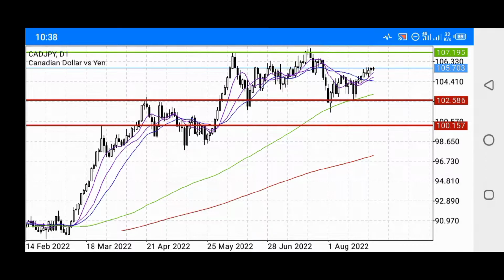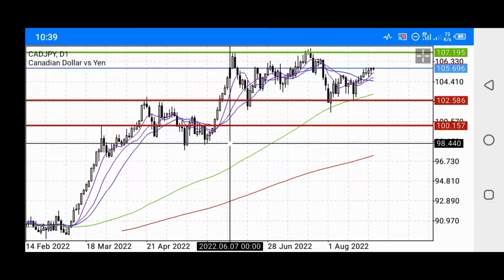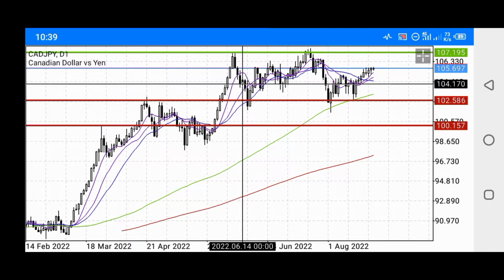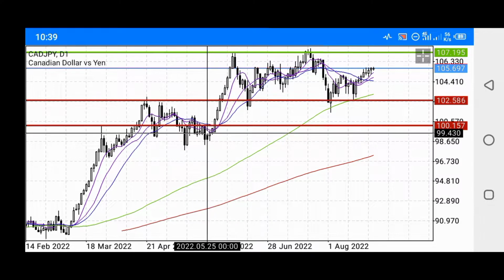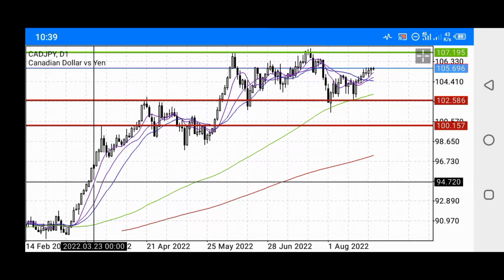So in this video I'm going to be analyzing the CADJPY, and as you can see, this is CADJPY on the daily time frame. I already marked some key levels on CADJPY. So I'm going to explain these levels I marked on this currency pair. So let me start all the way from this period.